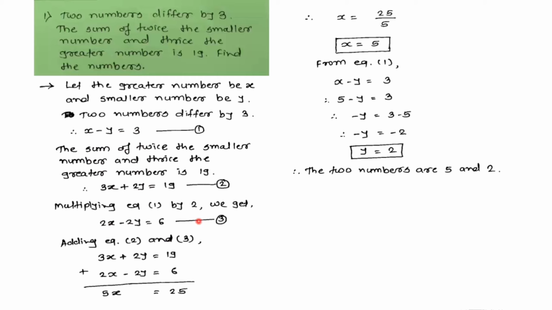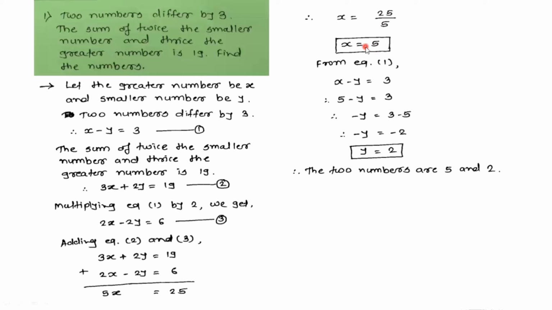Compare equation 2 and 3. As we can see, the coefficients of y are the same and the signs are different. So we should add them. Adding equation 2, 3x plus 2y is equal to 19, and equation 3, 2x minus 2y is equal to 6, plus 2y and minus 2y get cancelled, and 3x plus 2x is 5x, which is equal to 19 plus 6, that's 25. So to find the value of x, transfer 5 to the right hand side to get x is equal to 25 divided by 5. If we divide 25 by 5, we get 5. So the value of x is 5.